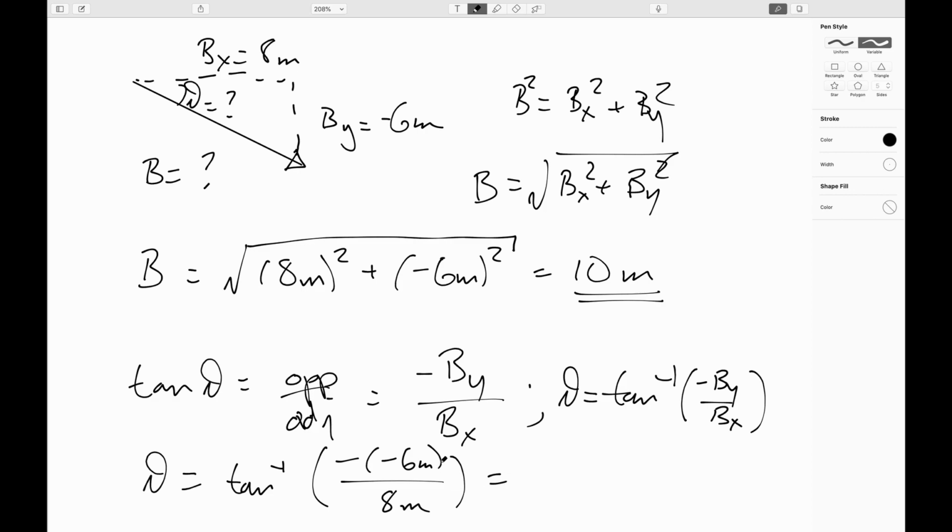Now, when we're checking our units, when you have trig functions and especially inverse trig functions, the argument of the function jolly well better not have any units. So it's a good thing that the units of meters canceled here, because I don't know what the arctangent of a meter would mean. I know what the arctangent of 0.75 means. The arctangent of 0.75 means 37 degrees.